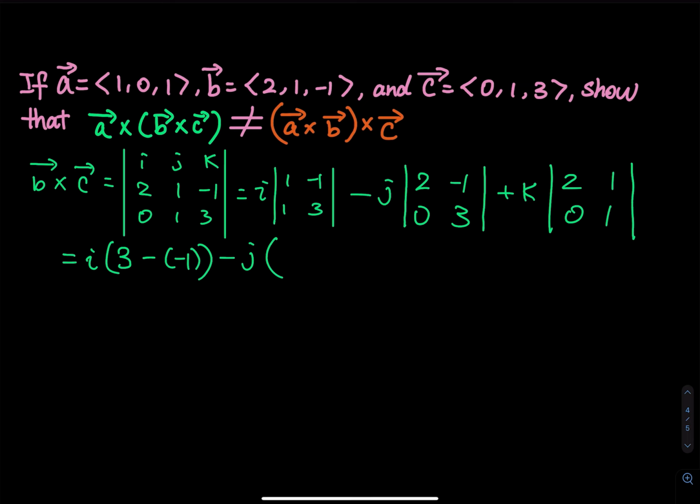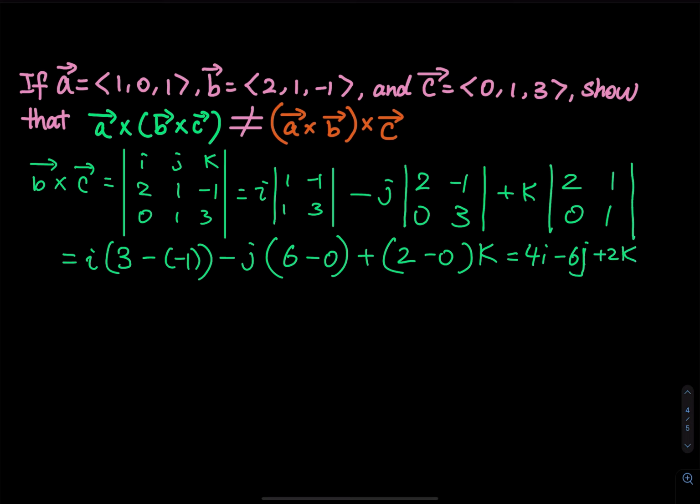2 times 3 is equal to 6, 0 times 1 is equal to 0, so you have 6 minus 0, and then plus K. What do we do for K? 2 times 1 is 2, and then 0 times 1 is 0, and then minus K. So this is equal to 4I minus 6J, and then plus 2K. All right, that is B cross C.